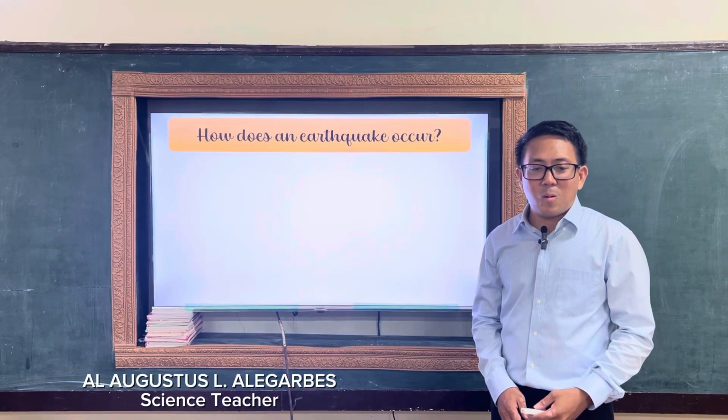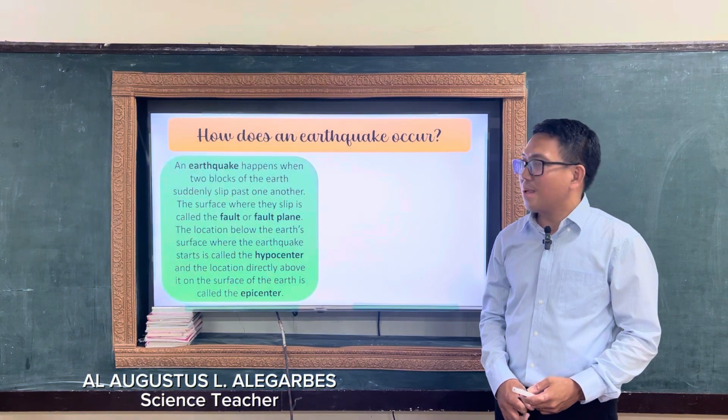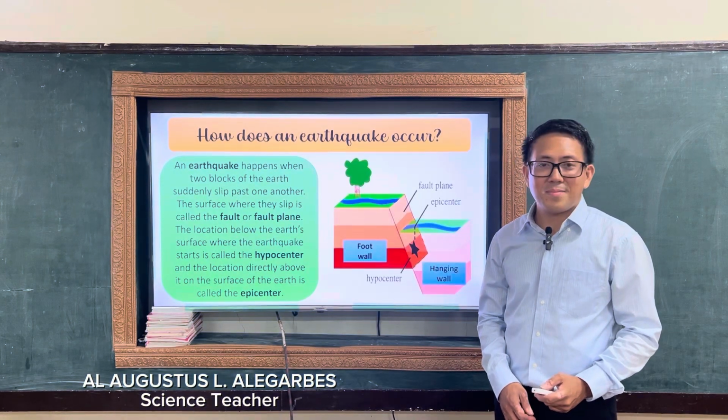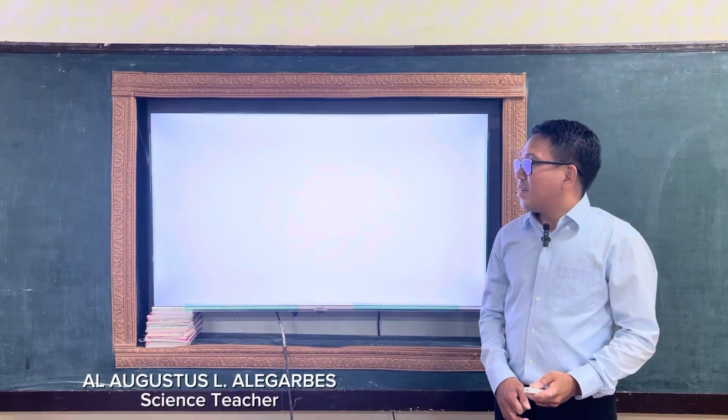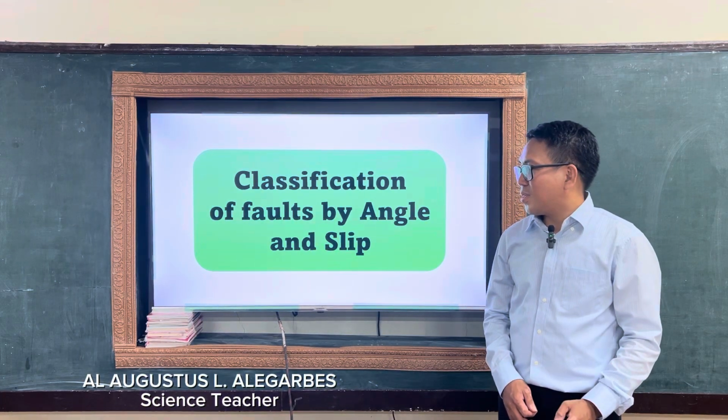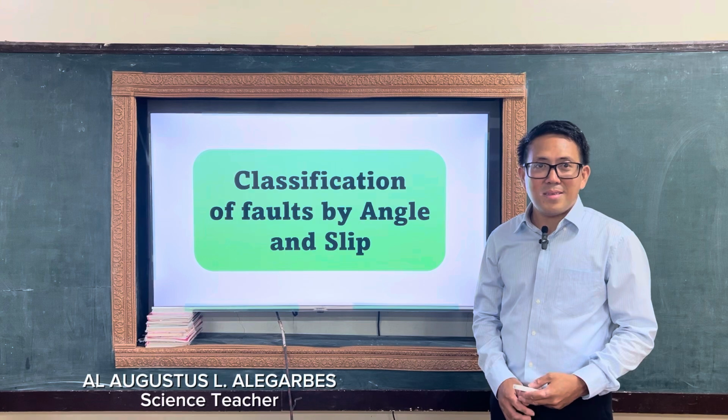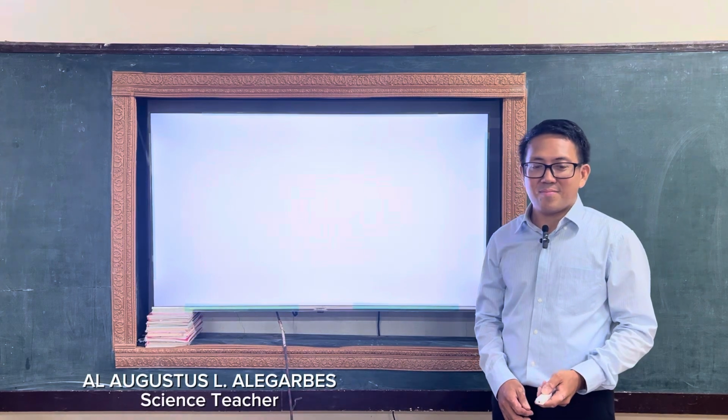So how does an earthquake occur? Everybody read? Great job. There are two classifications of faults. It is based on angle and based on the slip.